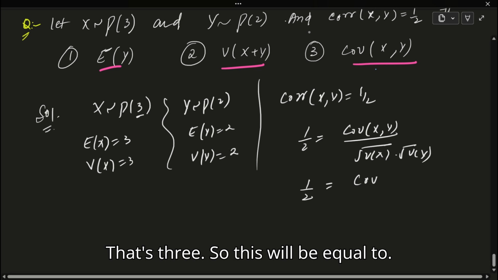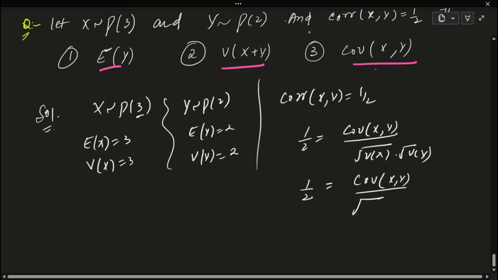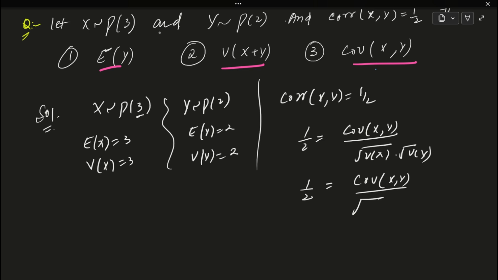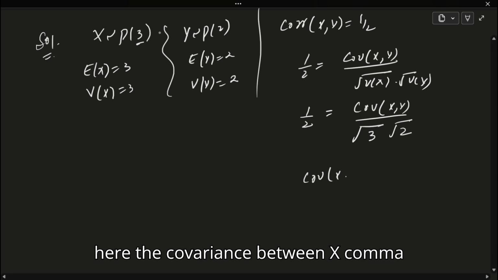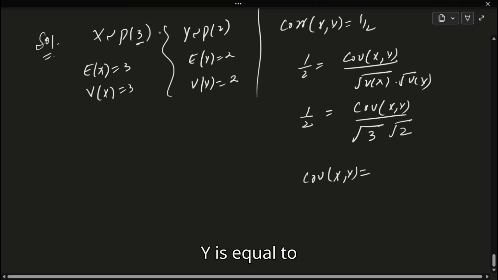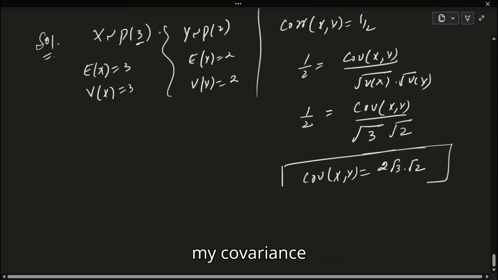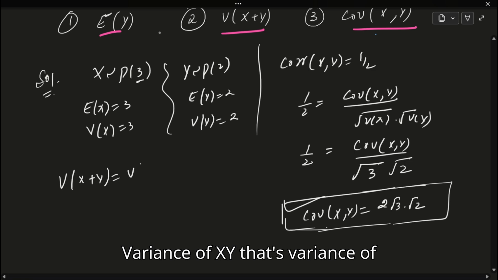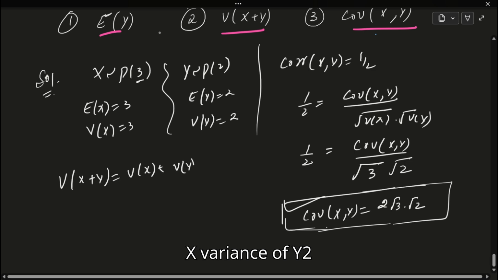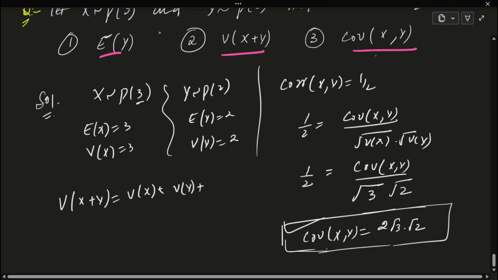So this will be equal to, that is 3, and this is 2. So from here, the covariance between x comma y is equal to 2 root 3 root 2. So this is my covariance, right? So I need the variance of x plus y, that's variance of x plus variance of y plus 2 covariance x comma y.